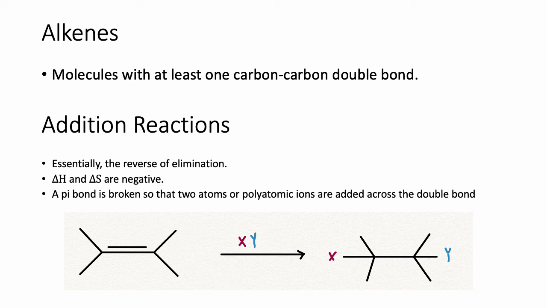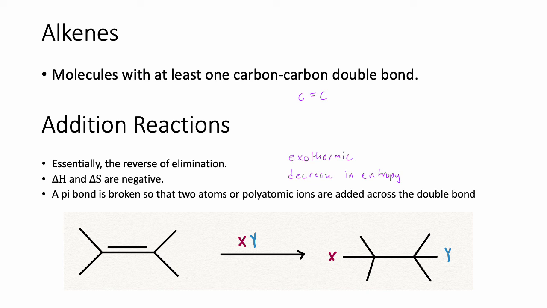So alkenes are molecules with at least one carbon-carbon double bond. And addition reactions are essentially the reverse of elimination reactions. Delta H is negative, so we have an exothermic type of reaction. And delta S is also negative, so we have a decrease in entropy.